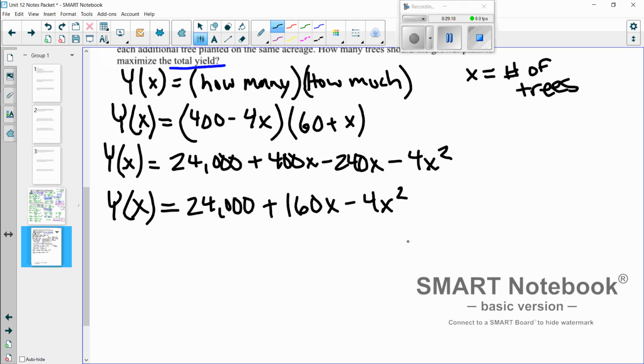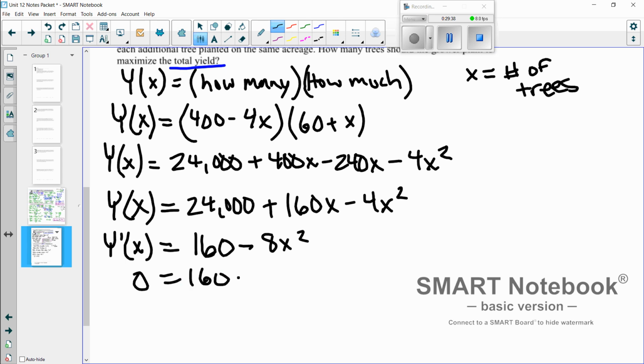Okay, time to take the derivative. Now we're taking the derivative of the total yield. So make sure that notation is right. Derivative of 24,000 is 0. Derivative of 160x is 160, minus 8x. We're just using the power rule there. Well, let's set this now equal to 0. 0 equals 160 minus 8x. Let's add the 8x over, equals 160.